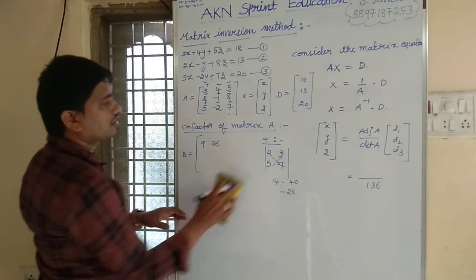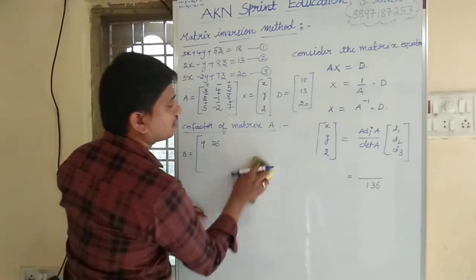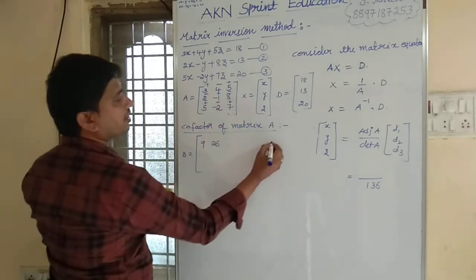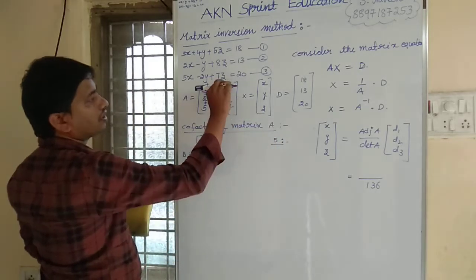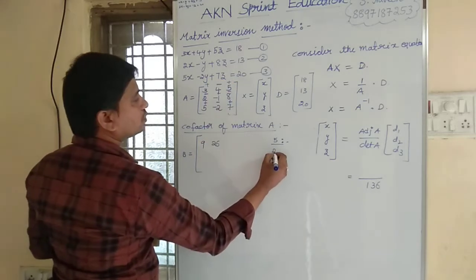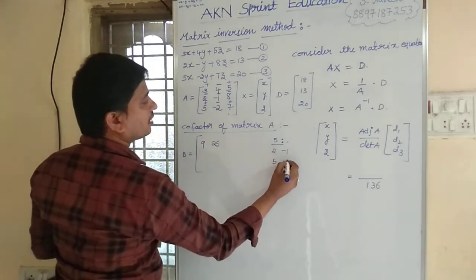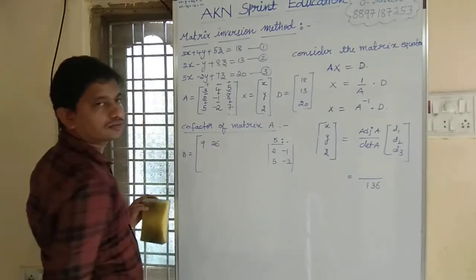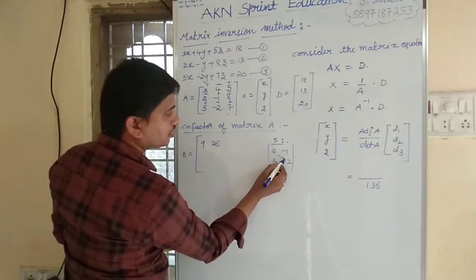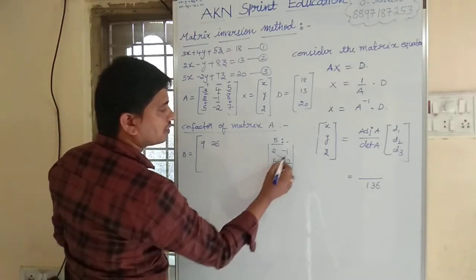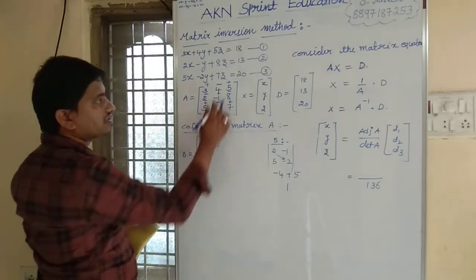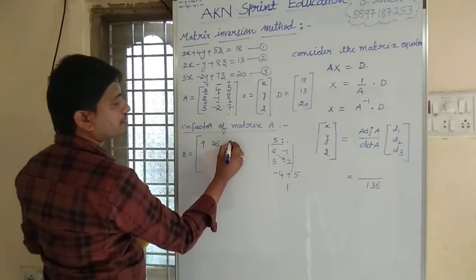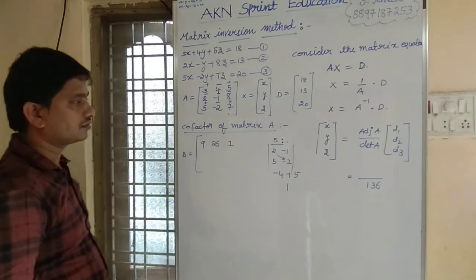Now let us find the cofactor of 5. What is the cofactor of 5? Corresponding column, corresponding row you remove. We have 2, minus 1, 5, minus 2. 2 into minus 2, 2 2 are 4, minus into minus plus 5. 5 minus 4, 1. Actually the sign also is plus, so the answer is 1.